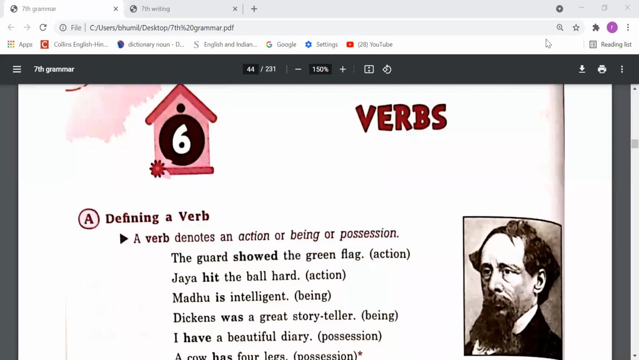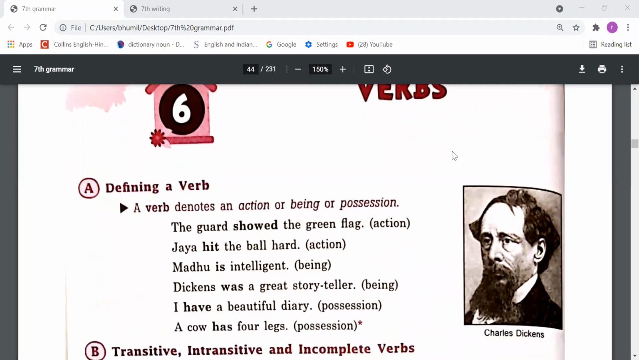Good morning, everyone. This is your English class, and today we are going to study our next chapter, chapter number 6 of our grammar book: verbs. Okay, so let's start. Let's read and understand.